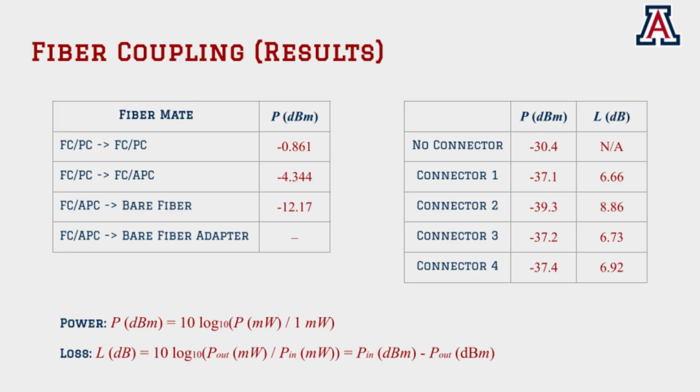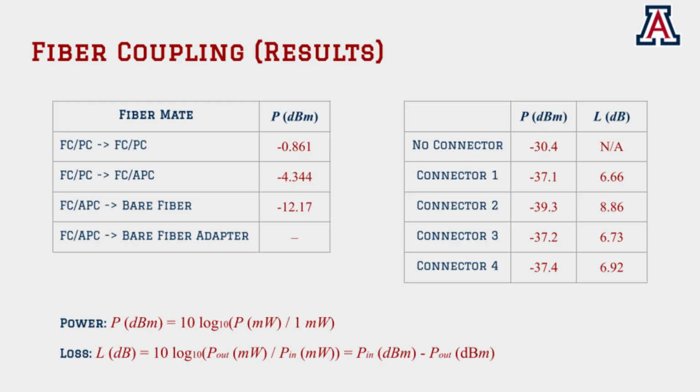From the sensitivity tests, we obtained the power measurements in the left table. The decrease in power from each patch cord is to be expected as the end faces of the FC/PC to FC/APC have different angles, and the measurement from the bare fiber was bound to be imperfect. We could not achieve anything from the bare fiber adapter as we couldn't fully connect the bare fiber to the adapter.